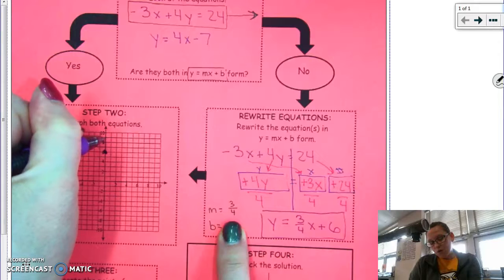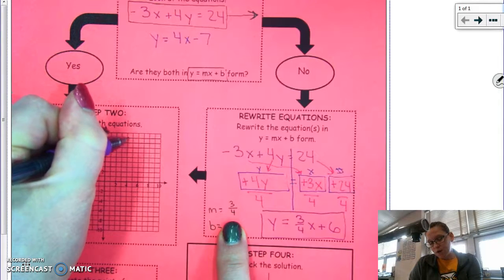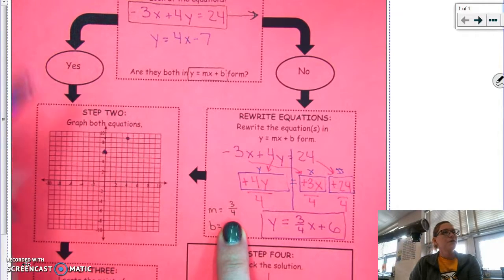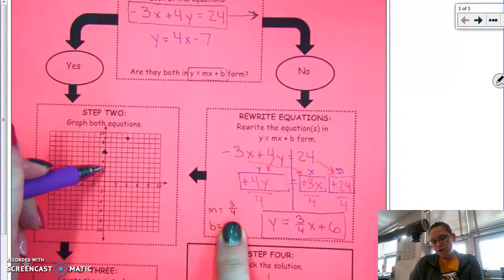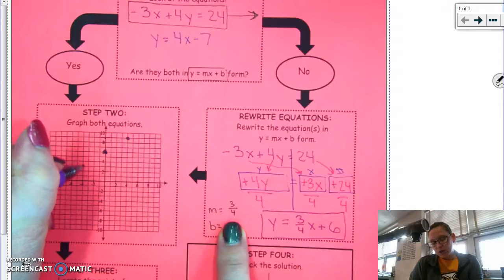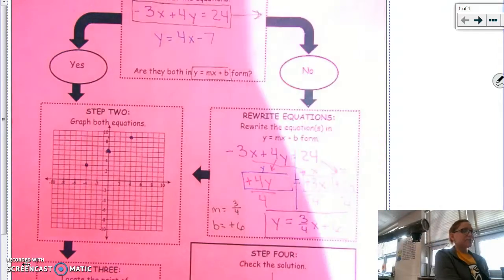1, 2, 3, over 4. 1, 2, 3, 4. I can tell I can't go up any further, so I'm going to go in reverse to get my third point. So instead of going up, I'm going to go down 1, 2, 3. And instead of over to the right, I'm going to go back to the left 1, 2, 3, 4. So there are my 3 points.